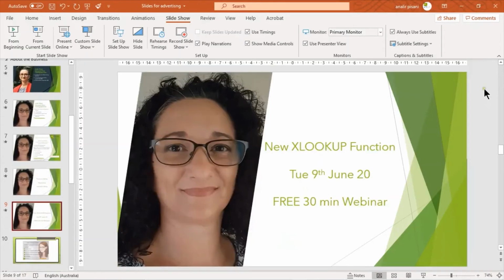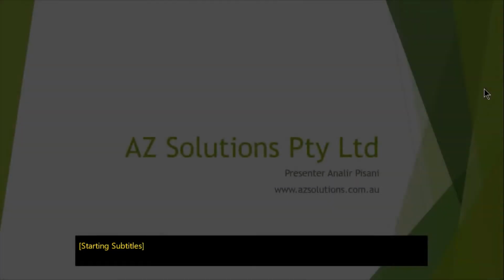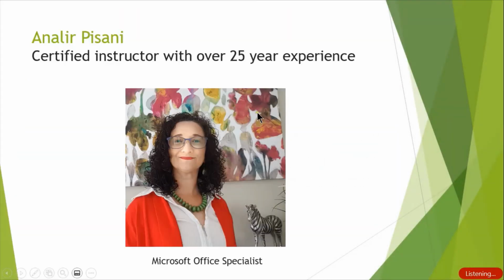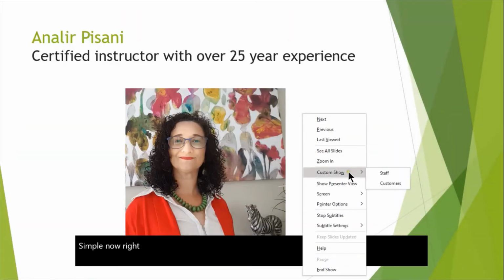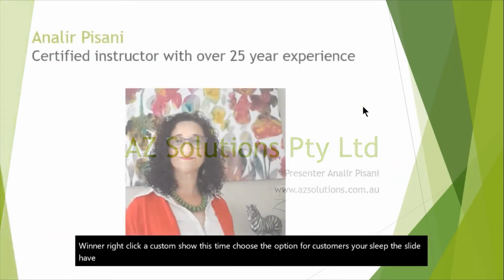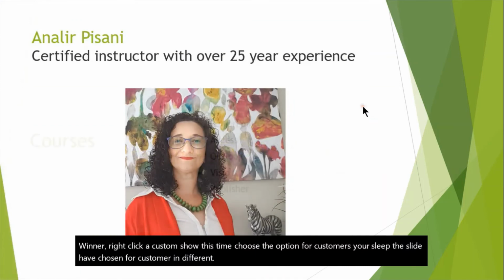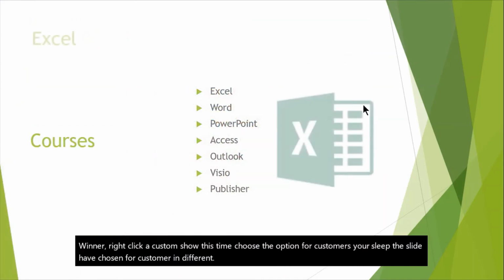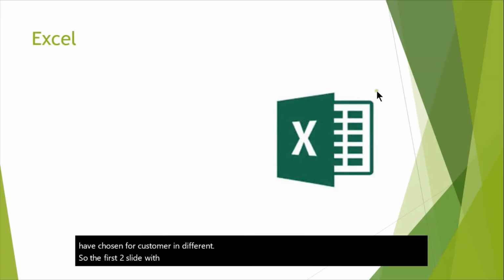Let's do that again. So run the show again, F5 this time, for example. Now right click again. When I right click, I'll go to custom show, this time choose the option for customers. You'll see that the slides that I've chosen for customer are different. So the first 2 slides were the same, but the following slides are completely different.